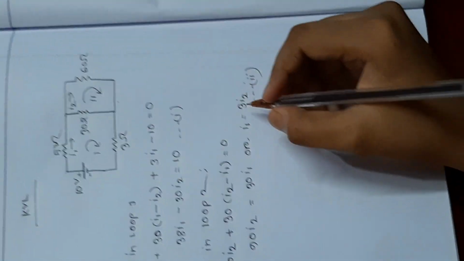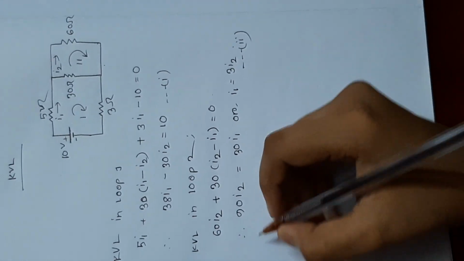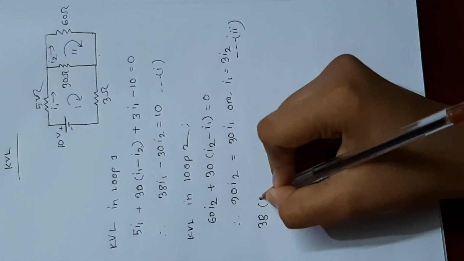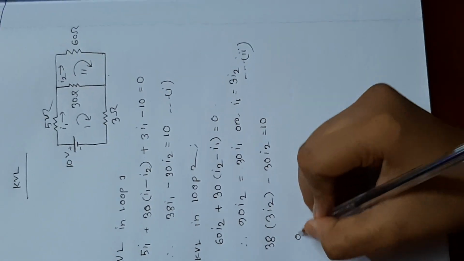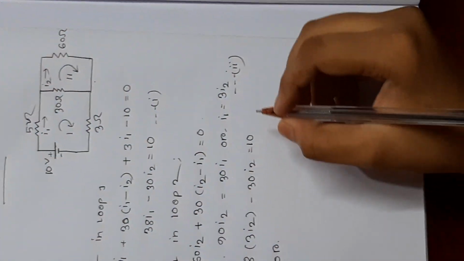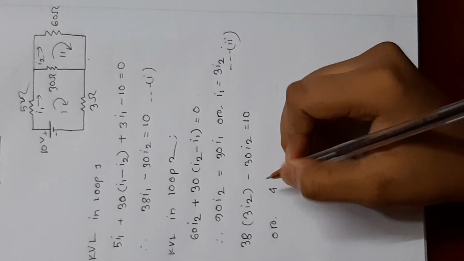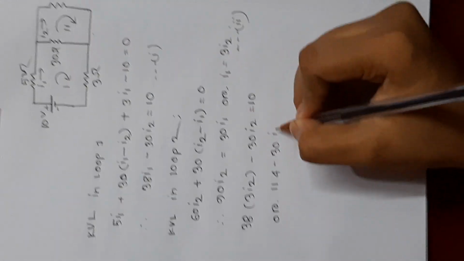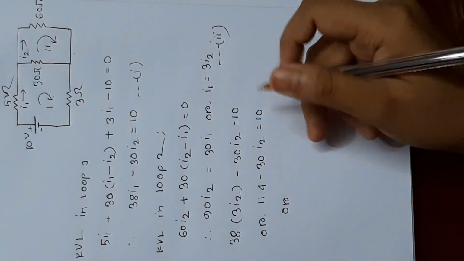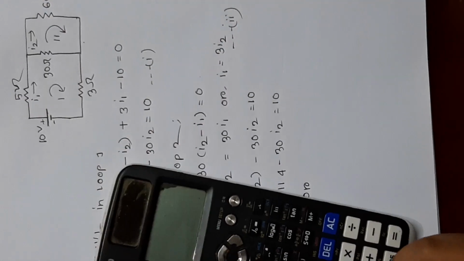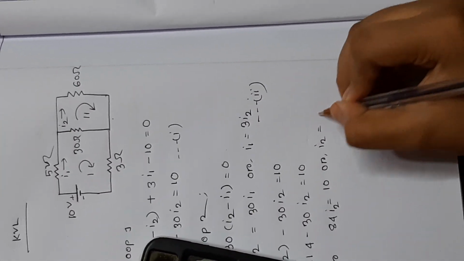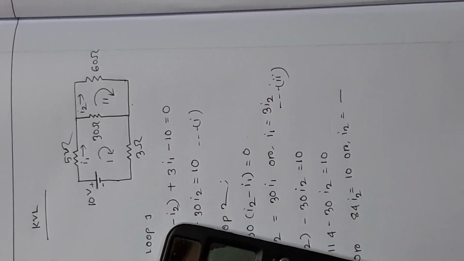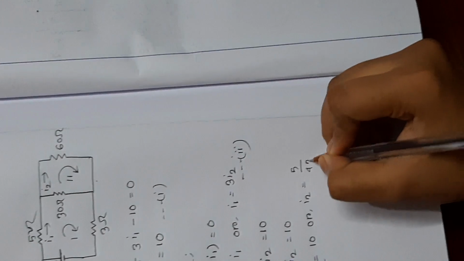If we put the value of I1 in the equation 1, then 114 I2 minus 30 I2, 84 I2 is equal to 10, so I2 is equal to 5 by 42.